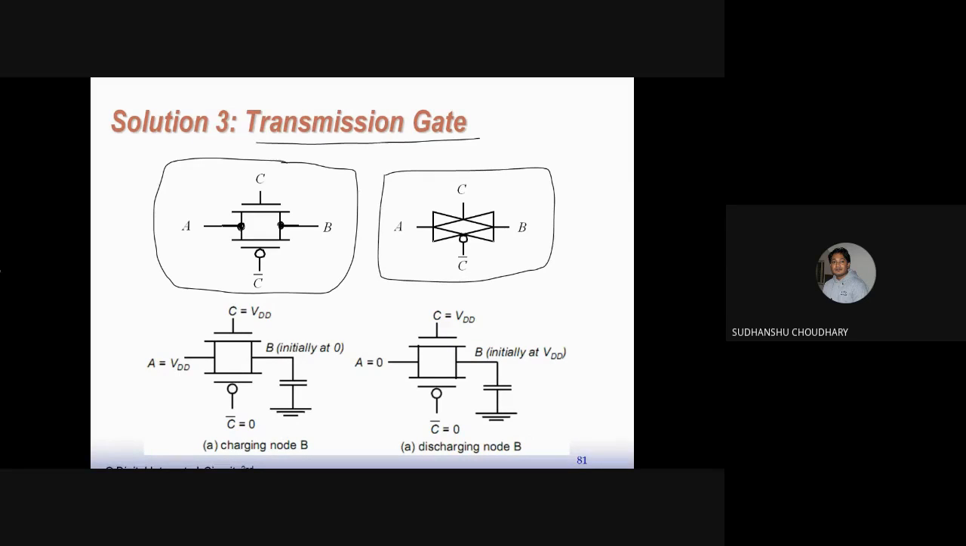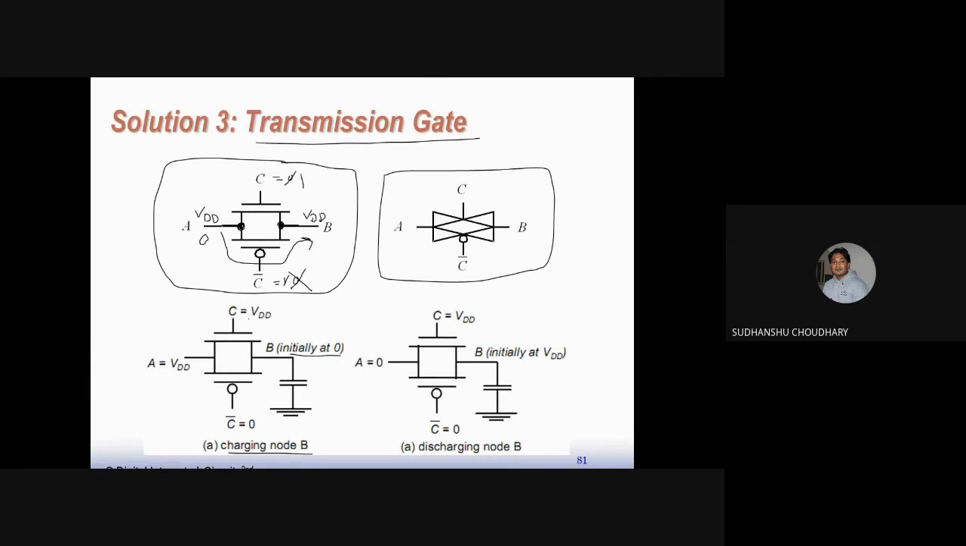So now the beauty of this transmission gate is that you can pass both full VDD and full zero. Okay, which is also being explained over here. So if you want to pass on, for example, VDD to node B, that is, you want to charge the node B to full VDD. Initially it was at zero.